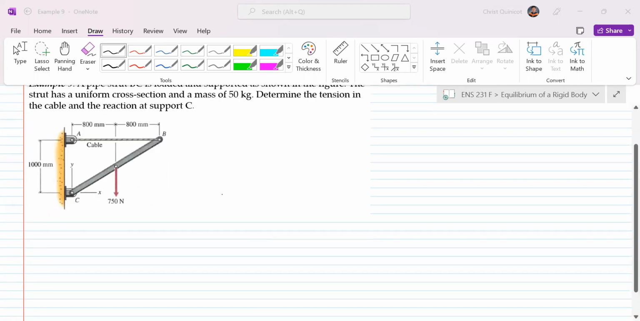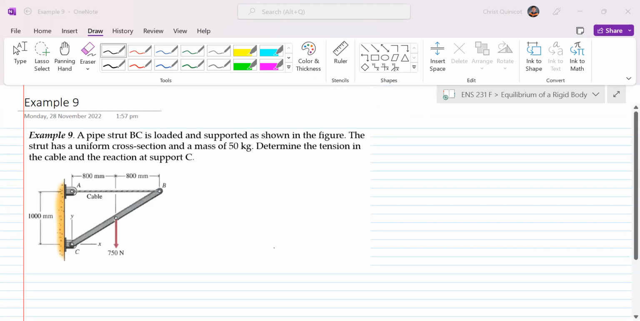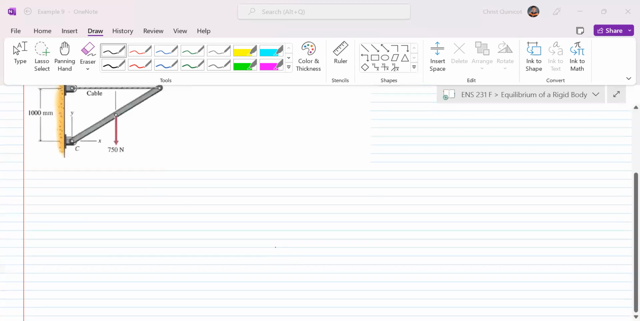The first thing that we're going to do is rewrite our free body diagram. So take note that instead of not considering the weight of our structure, a mass is provided there. So therefore, we will consider the weight in our analysis.